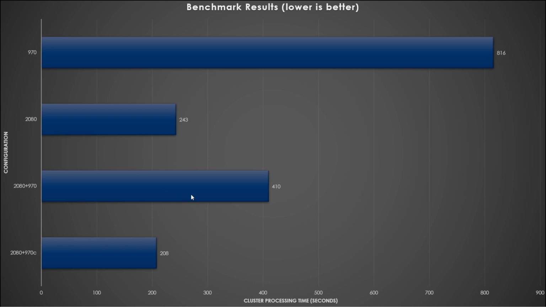But with this enhancement, we are now able to distribute that workload such that you can feed more data to the 2080 and less to the 970, but still utilize both. And that allows us, in this case, to achieve a result of 208 seconds. So in this scenario, I supplied 75% of the work to the 2080 and 25% to the 970. And that is a nice improvement over just using the 2080 by itself.